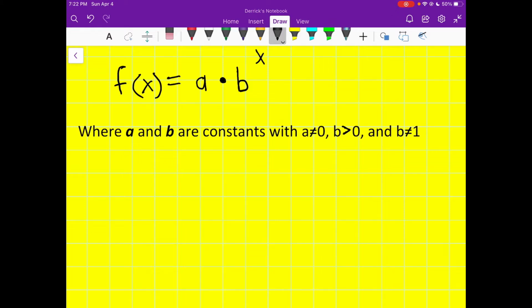And so if you have a b value that's negative, your graph's going to be jumping all over the place between being above the x-axis and below the x-axis, and it'd be completely useless to us.